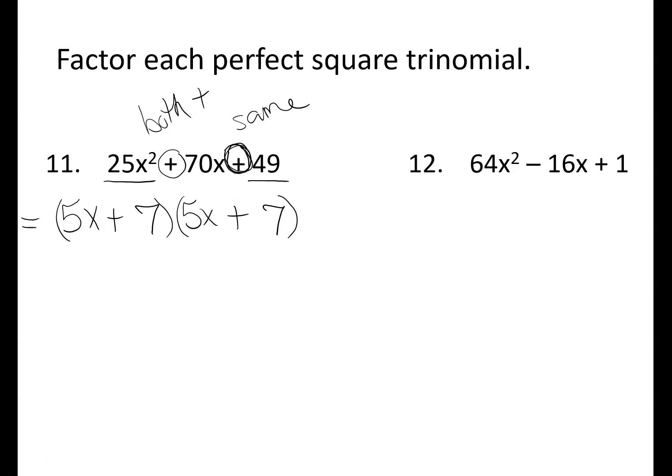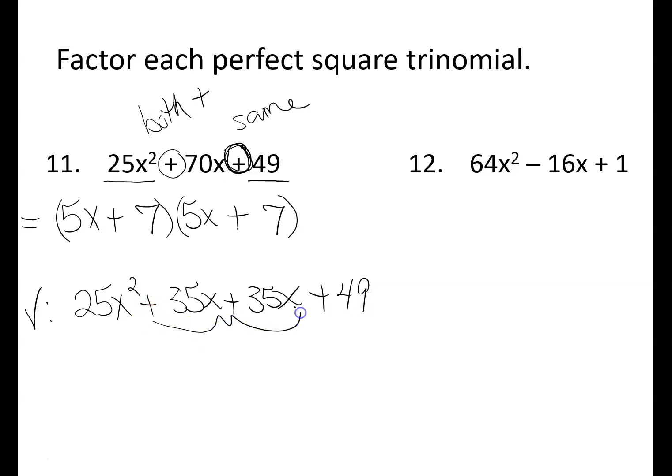Now let's check to make sure that worked. Okay, so here's our check. First, 25x squared. Outside 35x. Inside 35x. And last 49. And when we combine those two middle terms there, we get the 70x, which is mainly what you need to check, is that your outside and inside are going to add up to that middle term.